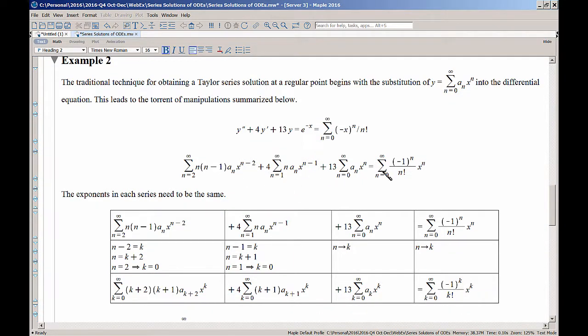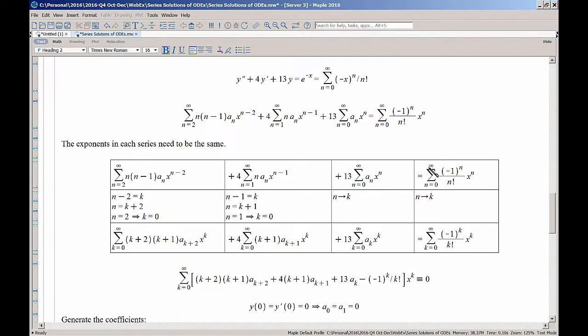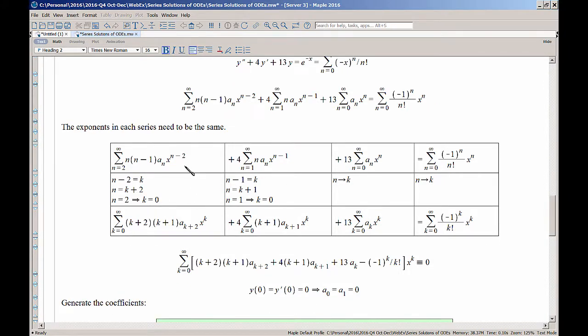So there are 4 sums that you want to consider, and I've got them stretched across the top of this table. We want to get every x to have the same power. These two x's have the power n, but not these. So we make some manipulations to make them all have the same power. So we're going to let n minus 2 be the integer k, which means n is replaced by k plus 2.